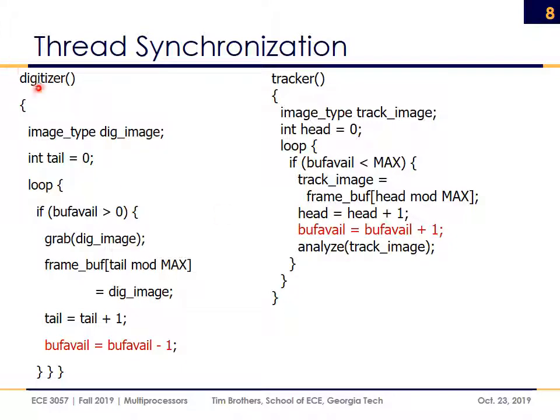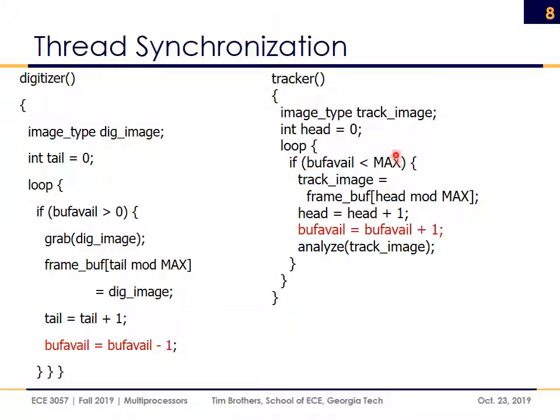So if we look at this, what it's doing is taking this digital image, and if there's room available in the buffer, if the buffer available is greater than 0, then we're going to grab the digital image and push it onto a frame buffer. We're going to move the tail of the frame buffer, and then we're going to decrement the buffer available. So if the buffer available has something in it, we're going to grab that buffer and put it into this frame buffer variable.